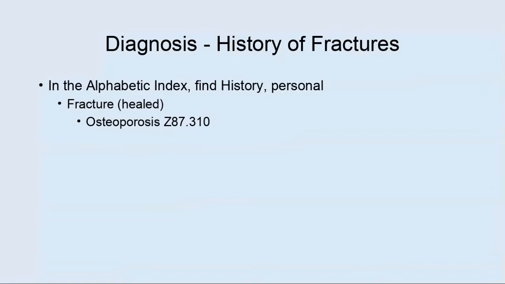Okay, so the note said, and our underlined words reminded us that the patient also had a history of osteoporotic fracture. So in the alphabetic index, look up history, personal, and make sure you're in personal, not family. Fracture, osteoporosis, and that gives you Z87.310.